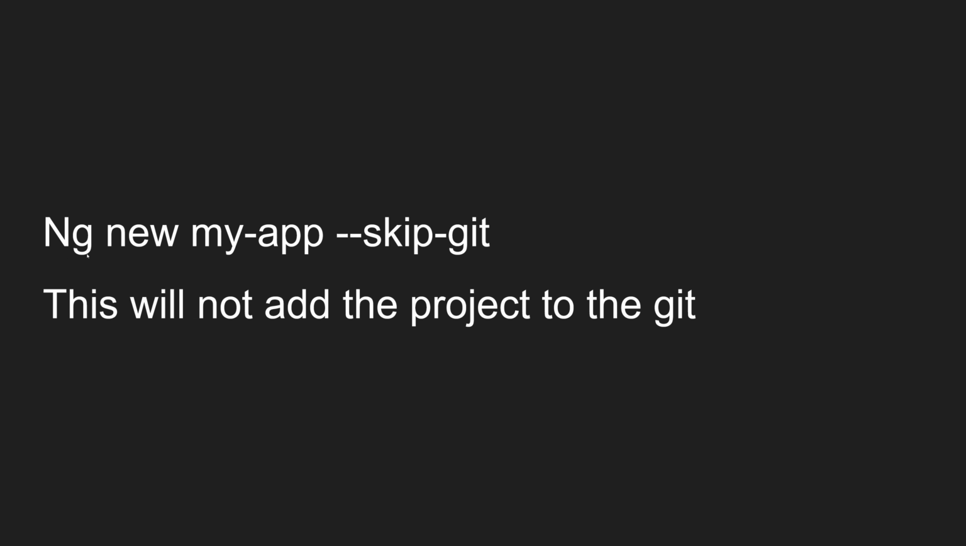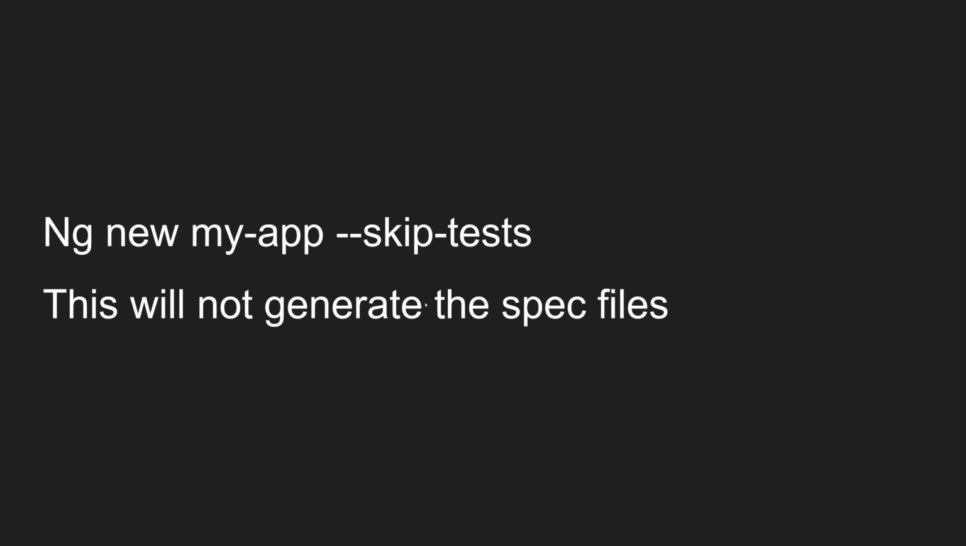Another one is ng new my-app --skip-git. What this option will do is, it will not make the project initialize the git repository. Normally when you create an Angular application, the git repository is already initialized. If you don't want that repository to be initialized, you can use this --skip-git. So this is also one of the options.